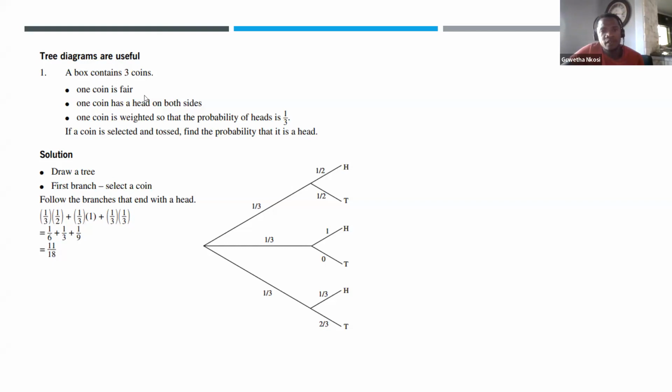1 coin is fair. 1 coin has a head on both sides. Okay. One coin is weighted so that the probability of its head is 1/3. Oh, all right. If a coin is selected and tossed, find the probability that it is a head.